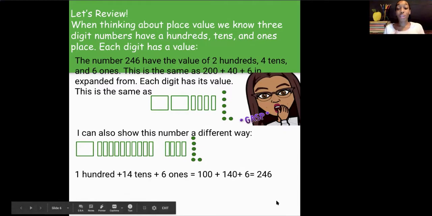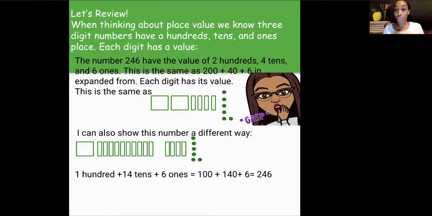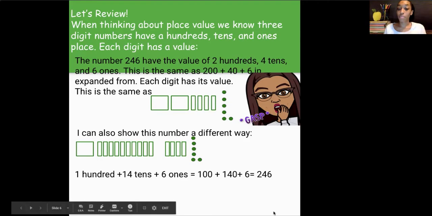Okay? It also can be shown different ways. Just so we understand what's inside of all those hundreds, 100 equals 10 tens. So if I wanted to break down one of those hundreds, it would give me more tens. So I would have 14 tens instead of just 4. I will still end up with the number 246.